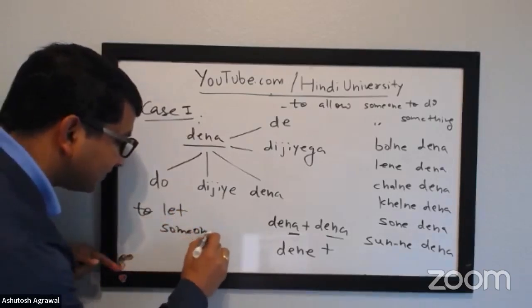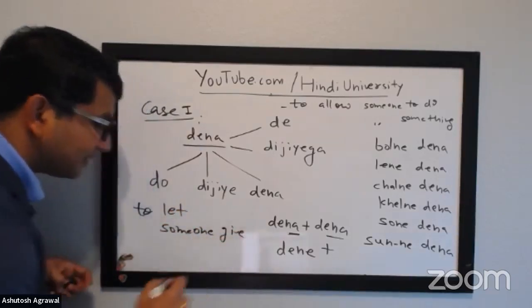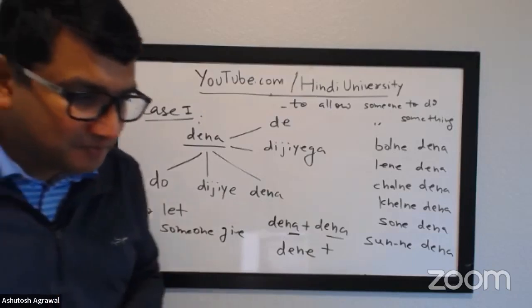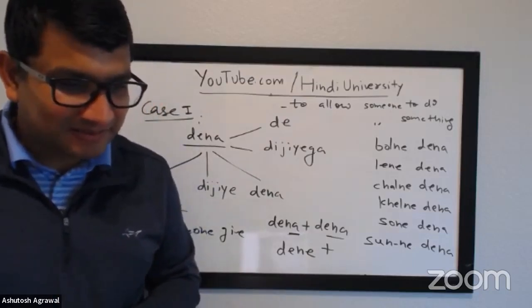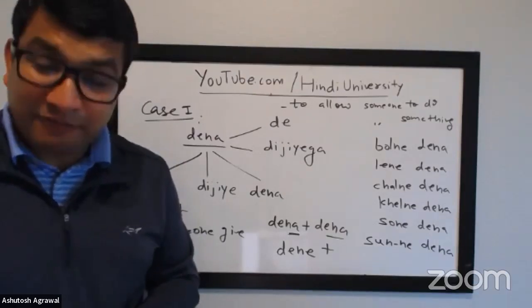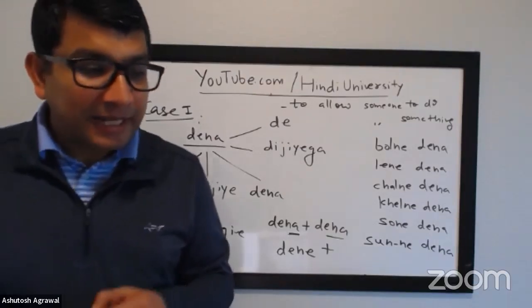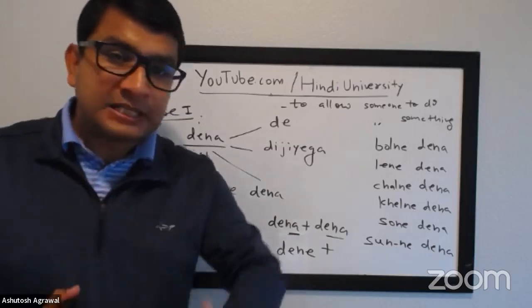Ashwati, I have an example for dena though that might work. So if you're giving someone money and they want to give you change, unko change dene do, let them give change. Okay, very good. It's a good one, right? I'll give you one very similar to this.